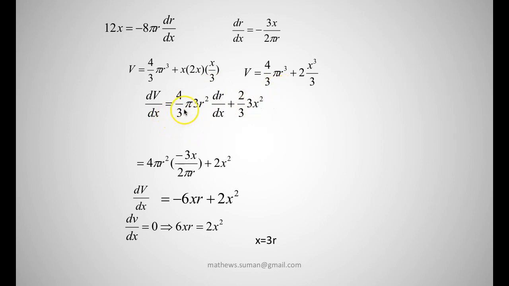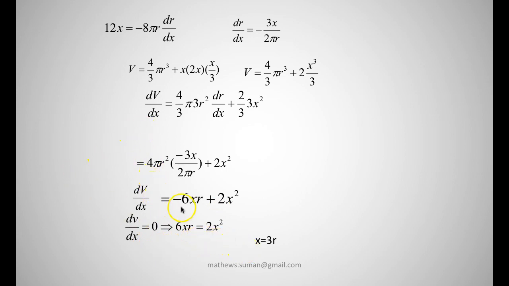Differentiating with respect to x, we get dV by dx is 4 by 3 pi into 3r squared dr by dx, because we are differentiating with respect to x, plus 2 by 3 into 3x squared. So the 3 and 3 get cancelled, you get 4 pi r squared, dr by dx is minus 3x by 2 pi r. Again the 3 and 3 get cancelled, you get plus 2x squared. When you simplify this, dV by dx is minus 6xr plus 2x squared. Equating dV by dx to 0, you get 6xr is 2x squared or x is 3r.